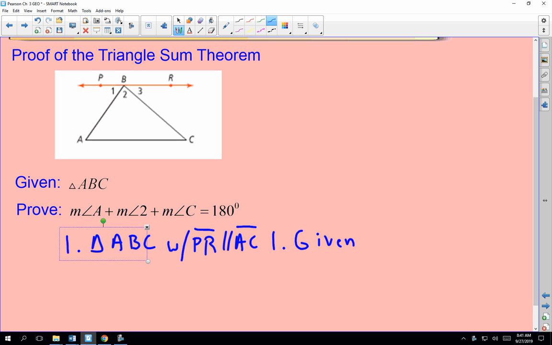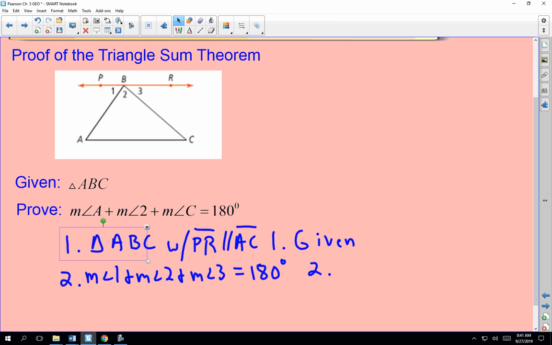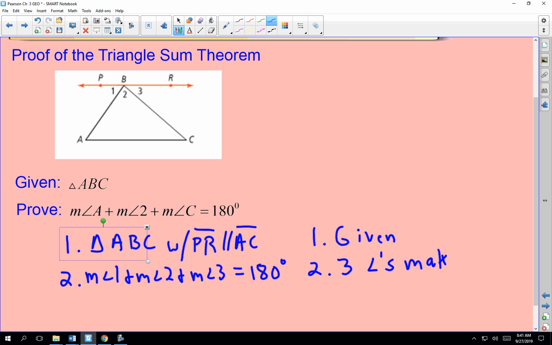Are you with me? So measure of angle 1 plus measure of angle 2. So that's our second step. Measure of angle 1 plus measure of angle 2 plus measure of angle 3 equals 180 degrees. What's the reason on that? A linear triplet? Yeah. Okay. We could describe that probably in that way. That would work. But I might just say that those three angles make a line. I can't say linear pair because it's not a pair, but three angles make a line.